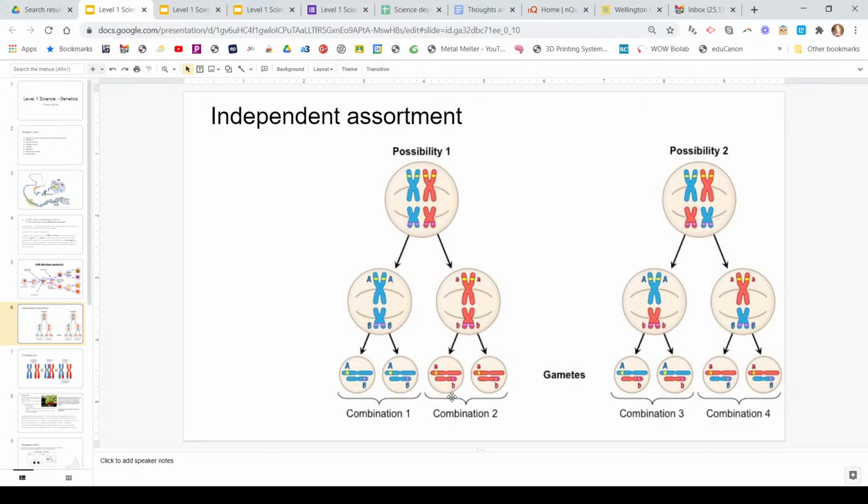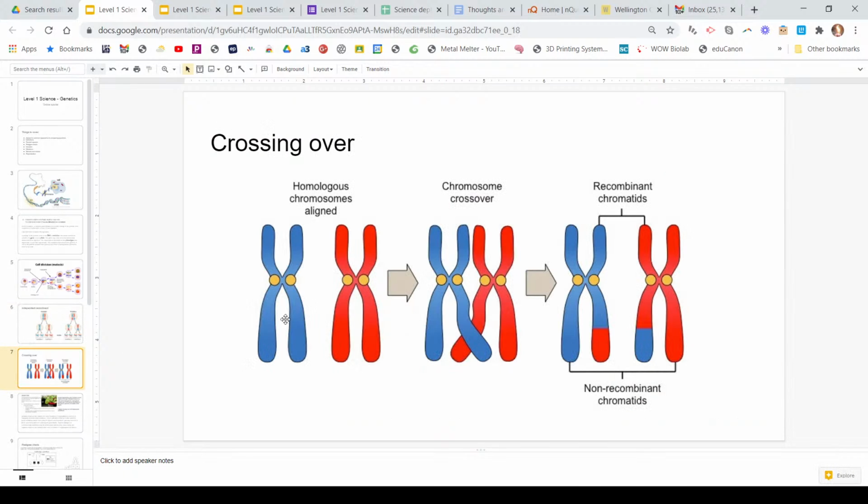And remember that any cycle of meiosis is going to lead to 4 gametes, which have half the genetic number. You can use the term haploid, H-A-P-L-O-I-D, to mean half the genetic number. Okay, so the last one for meiosis is crossing over.